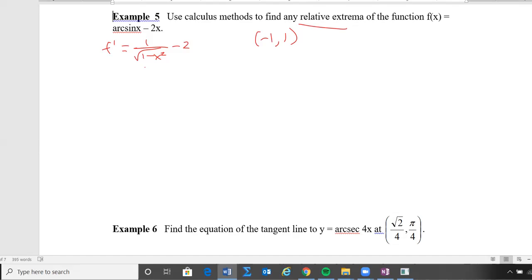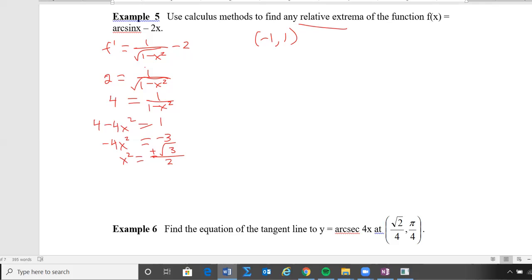They're the only ones that make any sense. So let's see. We'll set it equal to 0. We've got this. Square it. Could introduce extraneous solutions, remember. Multiply. Okay, clean up. Let's see, that'll be negative 4x squared equals negative 3. So x squared is 3 over 4, so x is plus or minus root 3 over 2.